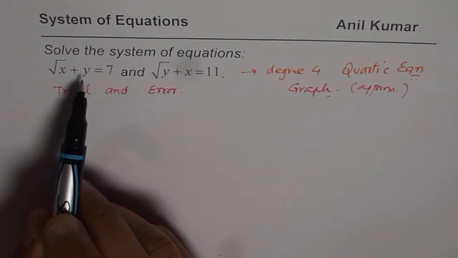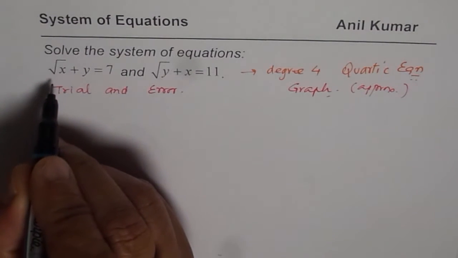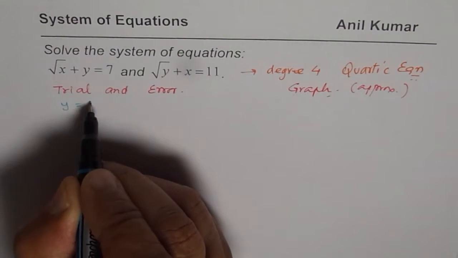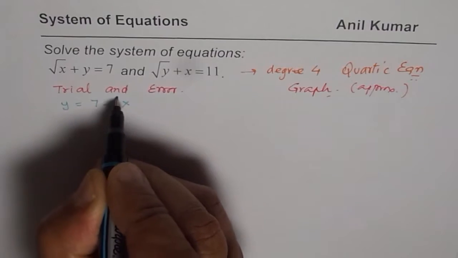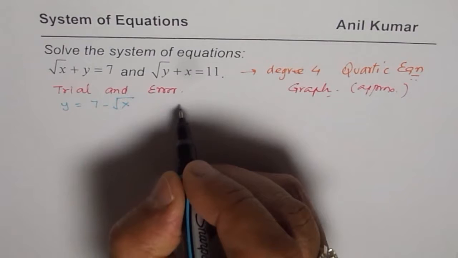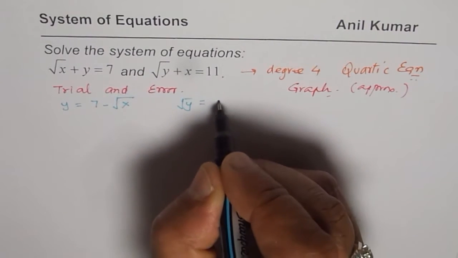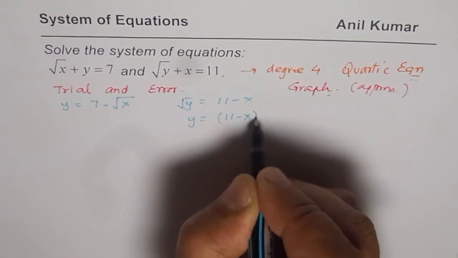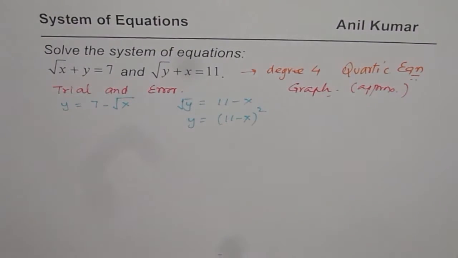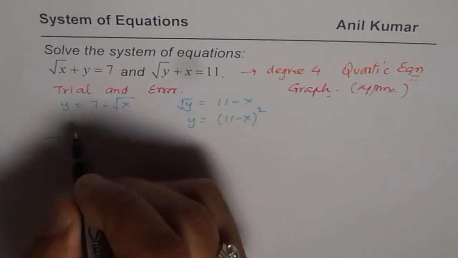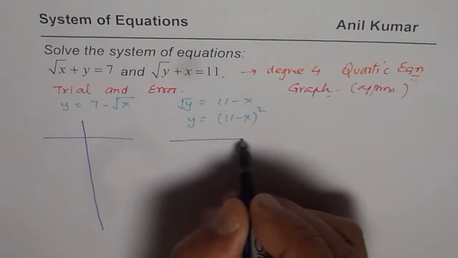Trial and error. So let's rewrite this equation. Square root of x plus y equals 7 means y equals 7 minus square root of x, right? For the other equation, let me first write square root of y equals 11 minus x, and then y equals 11 minus x whole square. So these are the two equations for us, correct? Now we need to make a table of values and then check the solution.